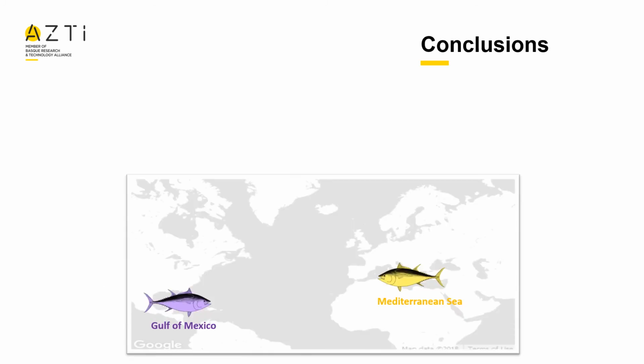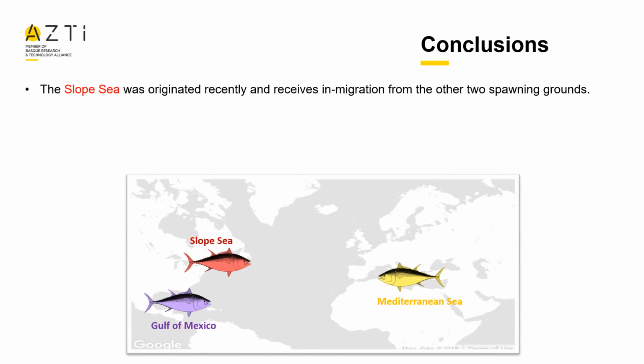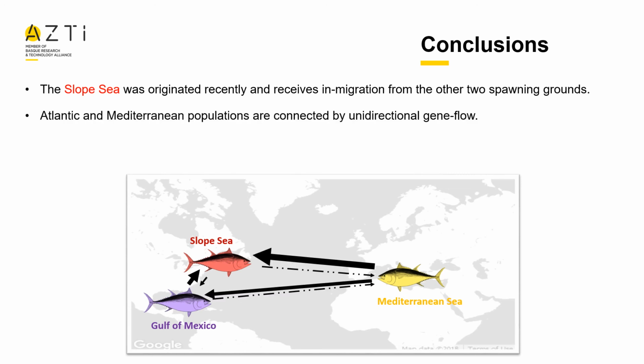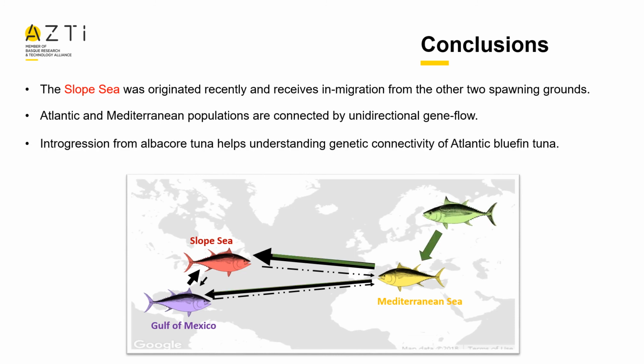To conclude, our results show that the Slope Sea is a recently originated spawning ground which receives genetic inflow from the other two spawning grounds. We also saw that the Atlantic spawning grounds are connected with the Mediterranean population through unidirectional westward gene flow. Finally, we detected introgression from albacore tuna, which segregates in different proportions among the three spawning grounds. While this introgression is not the main force generating genetic differentiation between Atlantic and Mediterranean spawning grounds, it is a potential source of adaptive features and helps understanding the genetic connectivity of Atlantic bluefin tuna.